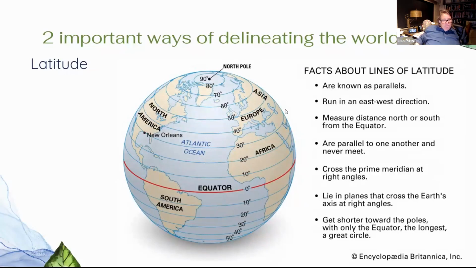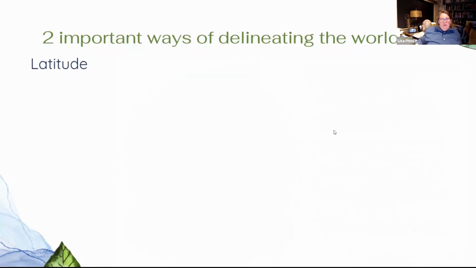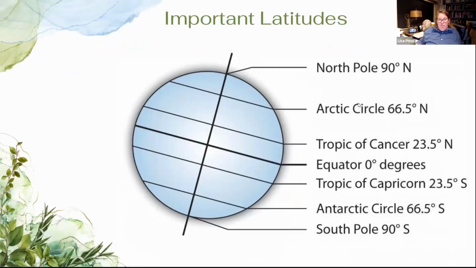And yet they are the same, they're latitudes. Right? There are some important lines of latitude that you should be familiar with. The North Pole and the South Pole are at 90 degrees. The Arctic and Antarctic circles at 66.5 degrees north and south.